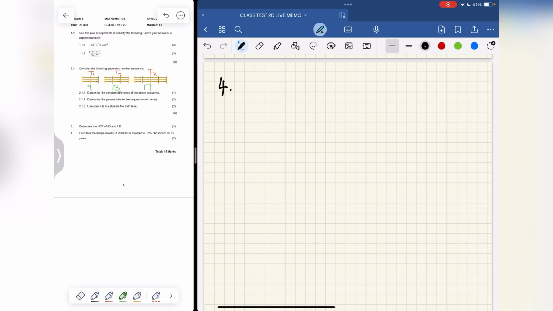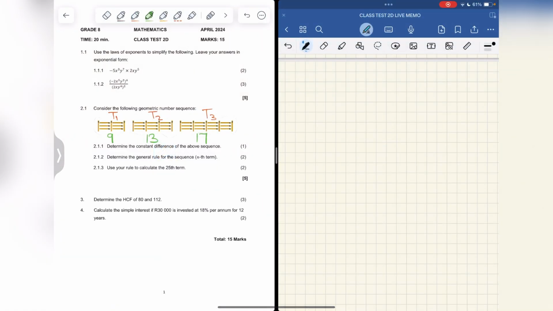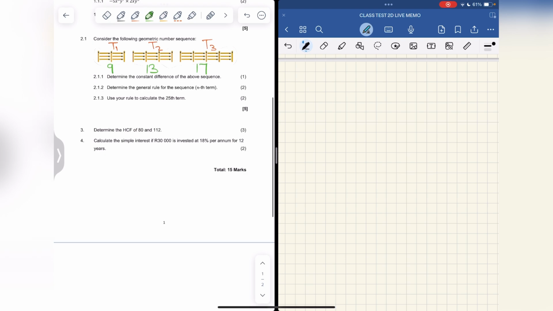Number 4, calculate the simple interest if 30,000 Rand is invested at 18% per annum for 12 years. Okay, so now we're introducing a bit of financial mathematics here, and this again is a throwback to term 1, and again it's in preparation for what you might be engaging with in your June examination.